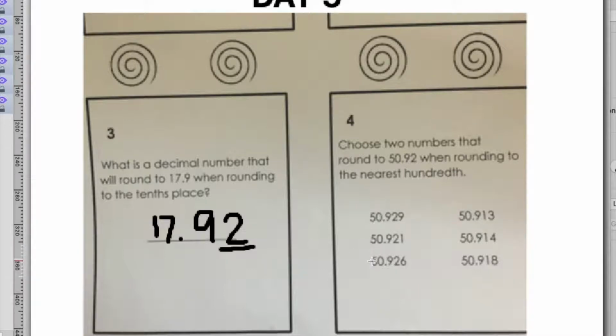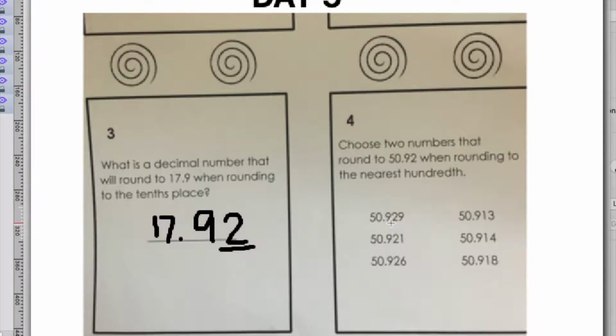Number 4. Choose 2 numbers that round to 50.92 or 50 and 92 hundredths when rounding to the nearest hundredth. All right, we're rounding to the nearest hundredth. So our first step is to always start there.